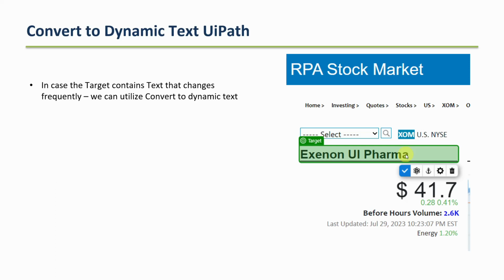And if I have to get this information out of this, which is a dynamic text kind of thing, I have to do some manipulation both in the classic as well as in the modern. But the modern gives an option which is called convert to dynamic text. Okay, let's see that in action. First we'll see it in classic, and then we are going to see it in the modern.